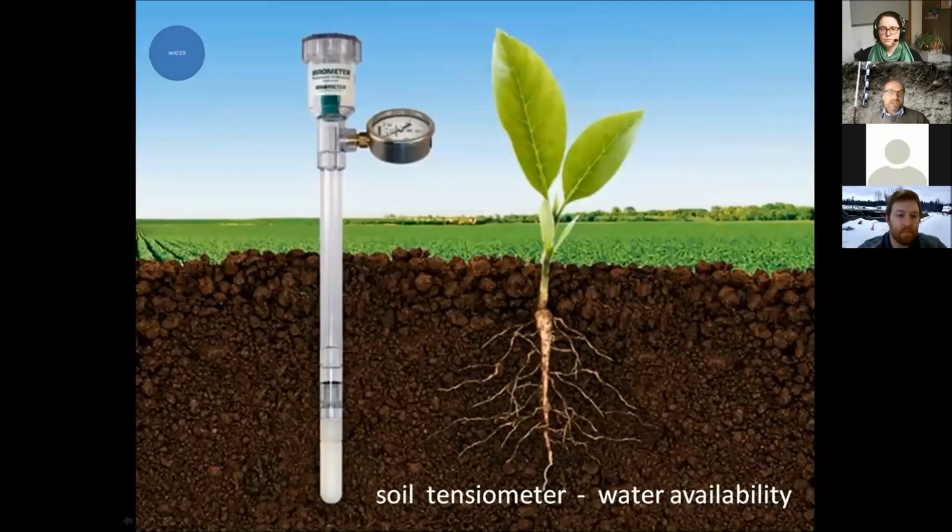From the previous slide, you may have seen that there are various forces on water, like gravity, capillarity, or matric forces. These are forces that attract water to particle surfaces, or osmotic forces, so salt forces. Therefore, tensiometers are often more appropriate to determine plant available water than measuring the total soil moisture content.